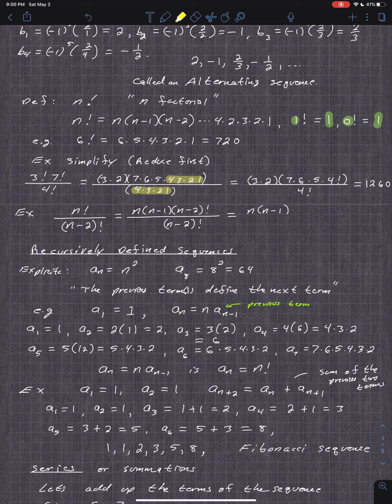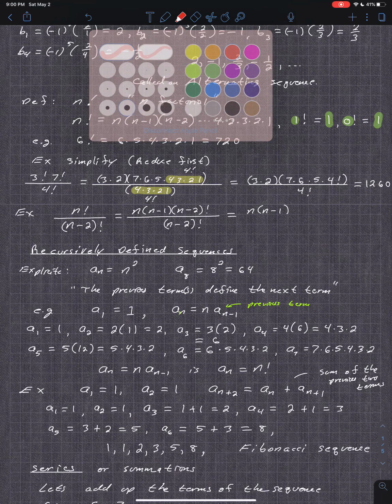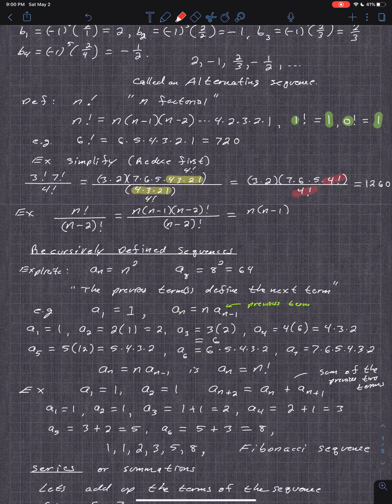So basically that is 4 factorial. That is 4 factorial. So that's 4 factorial. This is 4 factorial. That's what reduces. So you want to simplify that first, right? Annihilate those things here and here. And then what you get is just the product of 3 times 2. So now you get 3 times 2 times 7 times 6 times 5. And that's what that 1260 is going to be.